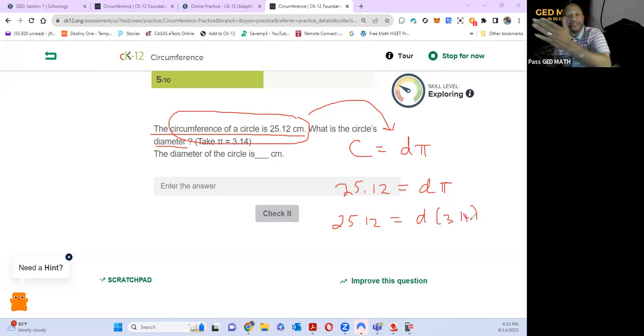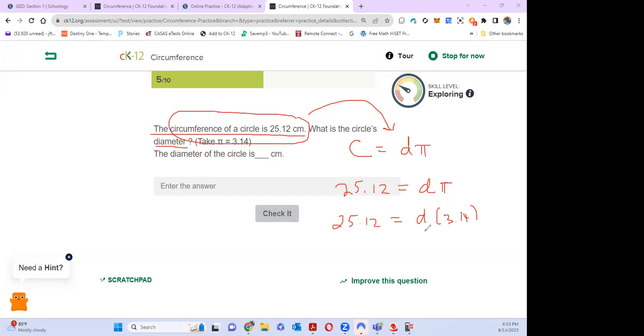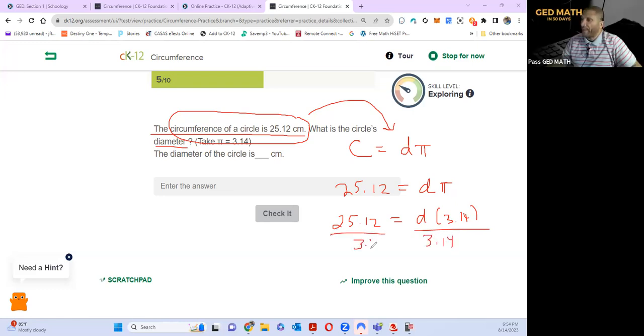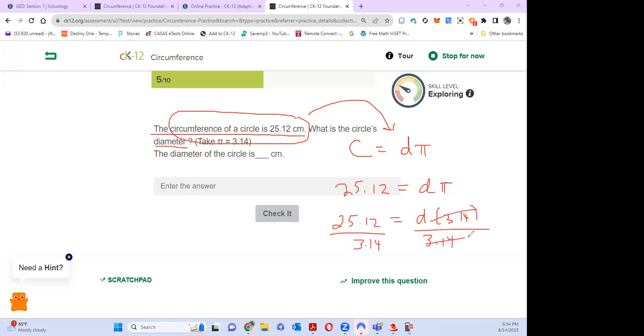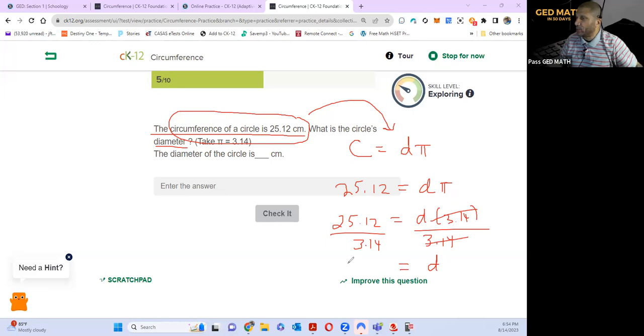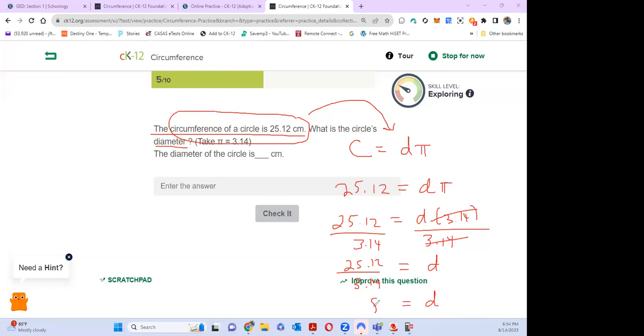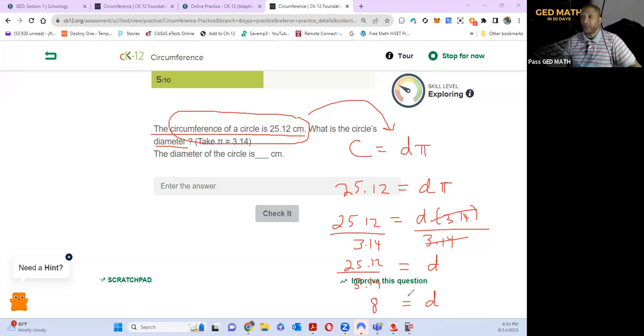If I'm solving for D, what do I do to get D by itself? You have to divide by 3.14. What happens to the 3.14s on the right side? They cancel out. So D is equal to 25.12 divided by 3.14. What is D equal to? Somebody throw that in your calculator. It's 8. So the diameter is 8.